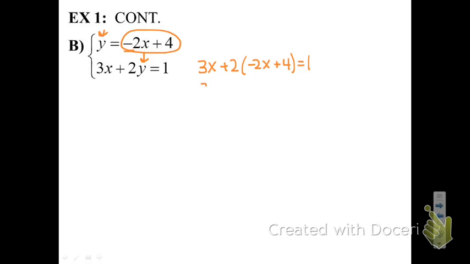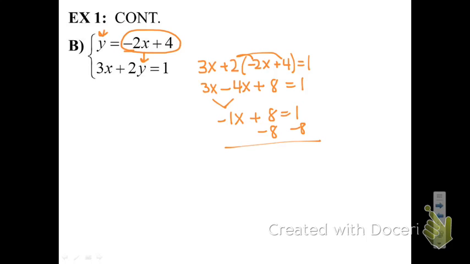Then we solve this equation first by distributing the 2 to both terms. So we get plus a negative 4x, or just minus 4x, and then plus 8 equals 1. We combine like terms, and you get negative 1x, or just negative x, plus 8 equals 1. To solve this, we subtract 8. These 8's subtract out. You're left with negative 1x, or negative x, equals negative 7, and then last you divide by that negative 1, and x equals 7.